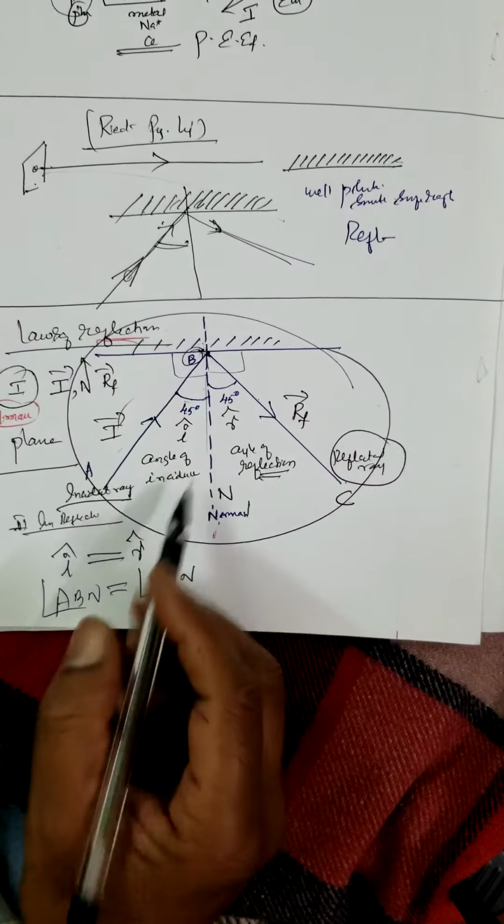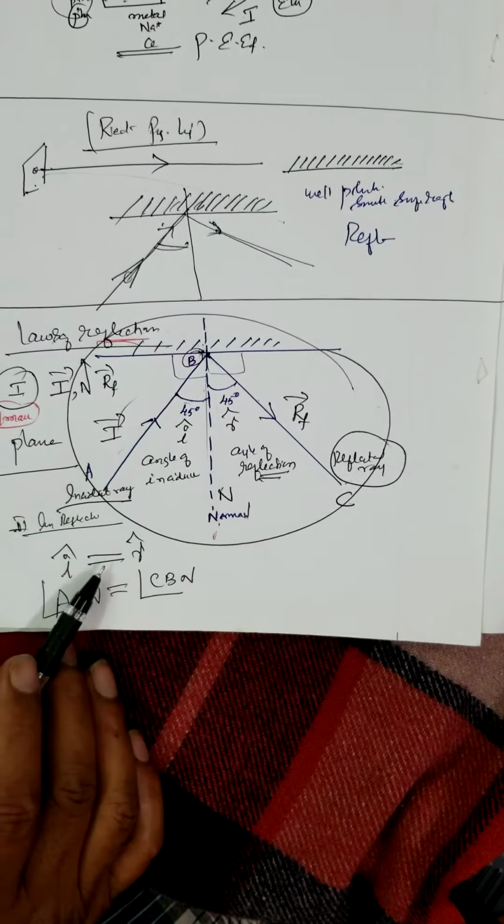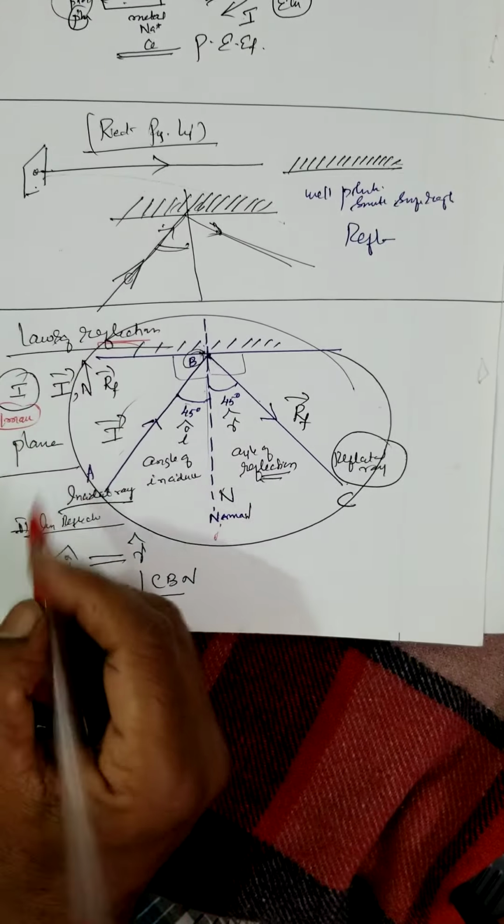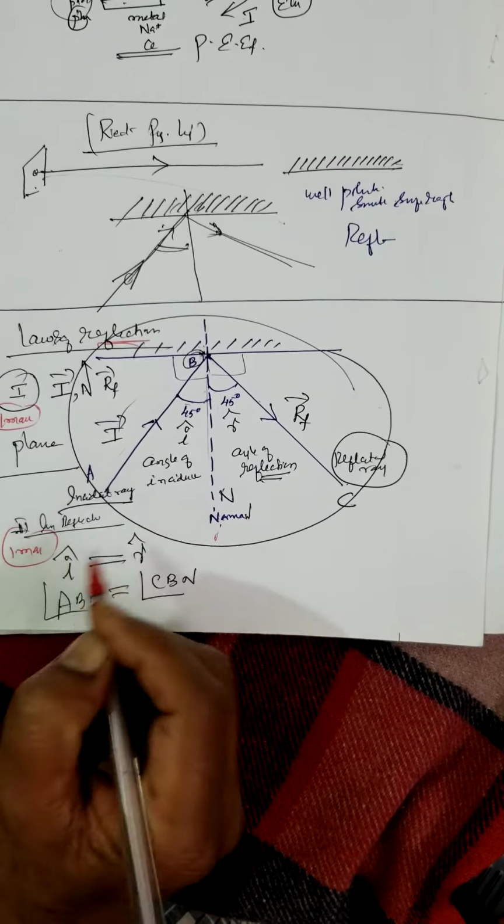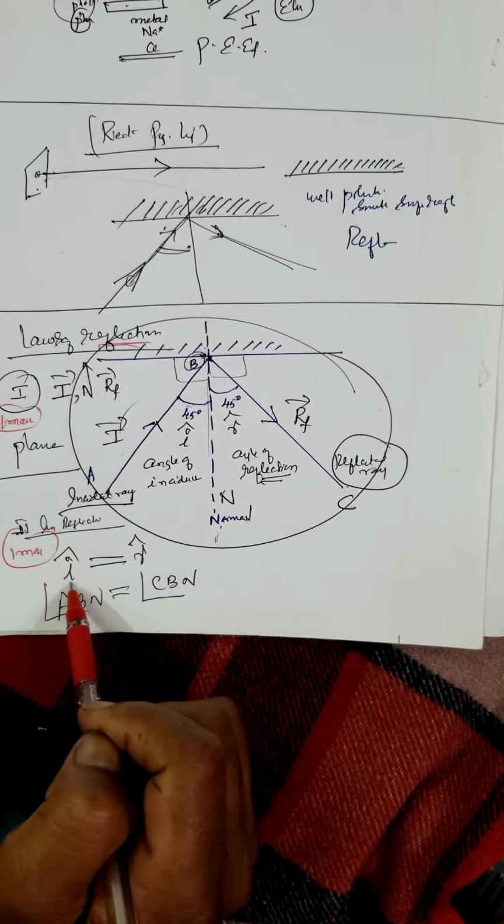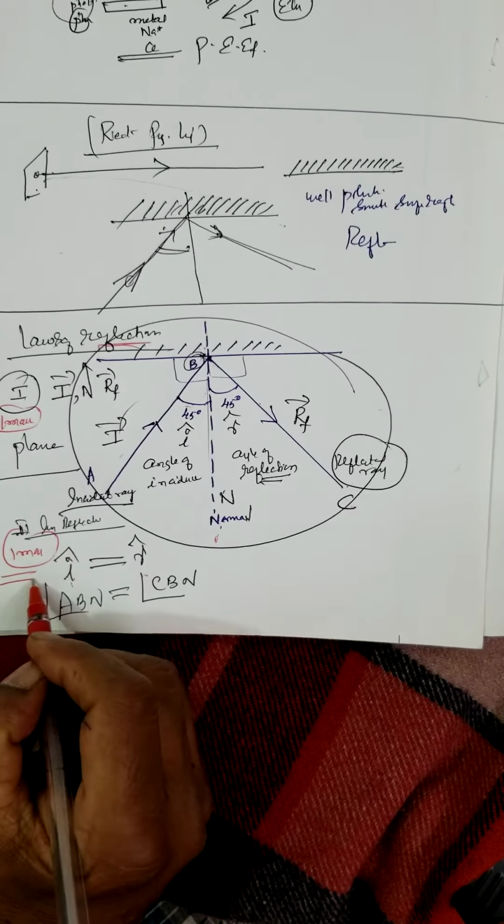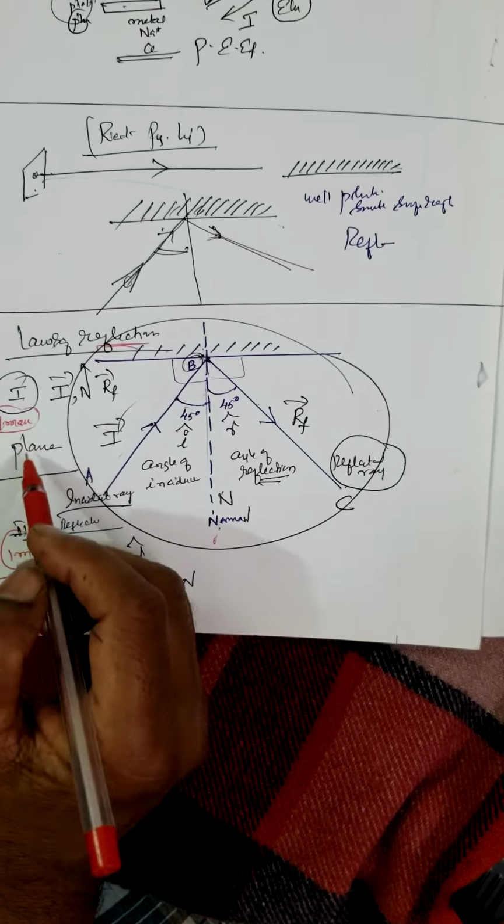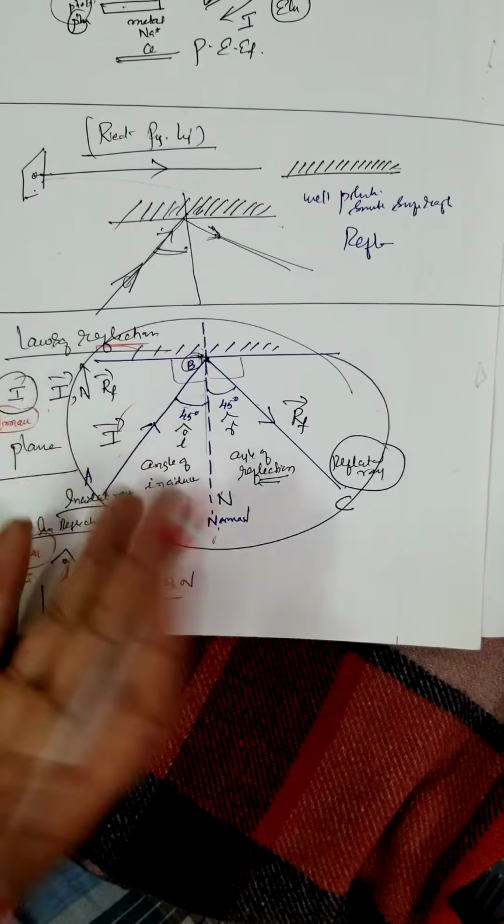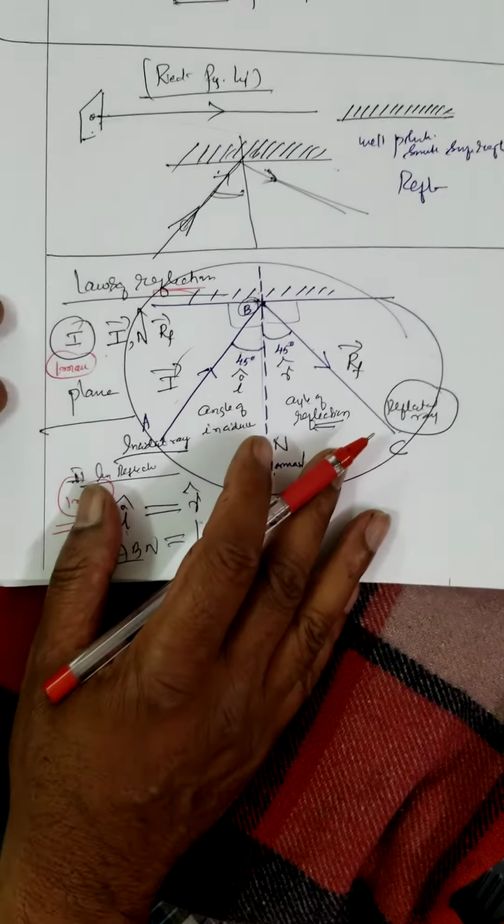CBN. The angle of incidence equals the angle of reflection. This is the second law. This also carries 1 mark. Therefore, the angle of incidence equals the angle of reflection. This may be the first law, you can say, or this may be the first law. Whichever it is, you have to write both the laws in the examination.